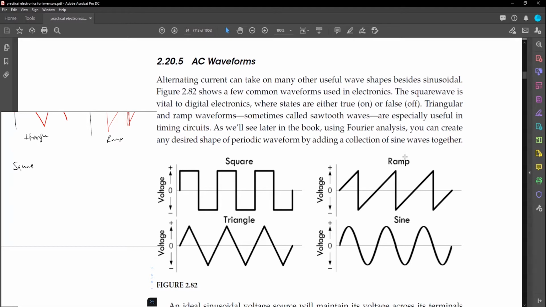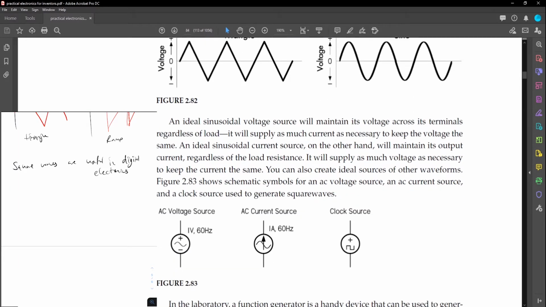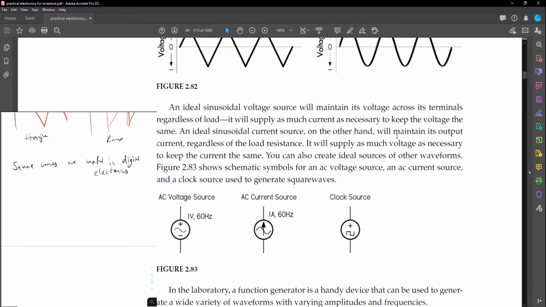Okay, and so we're saying that square waves are useful in digital electronics. An ideal sinusoidal voltage source will maintain its voltage across its terminals regardless of load. It will supply as much current as necessary to keep the voltage the same.